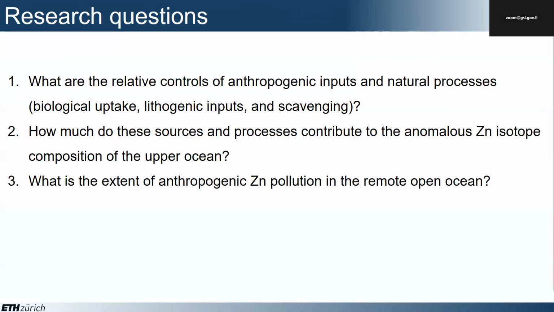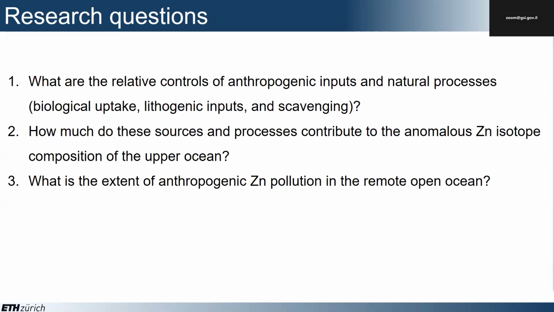So this framework allows us to define three main research questions that will guide us through this talk. The first one is, what are the relative controls of anthropogenic inputs relative to natural processes such as biological uptake, lithogenic inputs, and particle scavenging? The second one is, how much of each of these sources contribute to this anomalous zinc isotope composition that we see in the upper ocean? And lastly, if we understand these two, we will try to quantify the extent of anthropogenic zinc pollution in the remote open ocean.